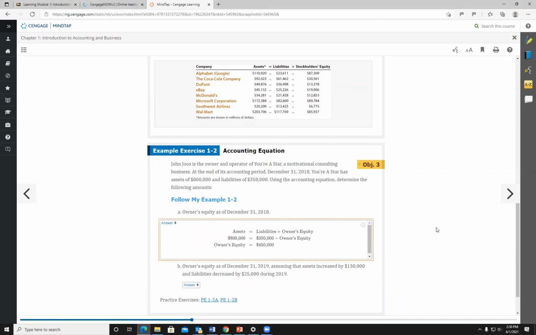Now it says, what is the owner's equity as of December 31st, 2019, assuming the assets increased by $130,000 and the liabilities decreased by $25,000? What is your owner's equity?